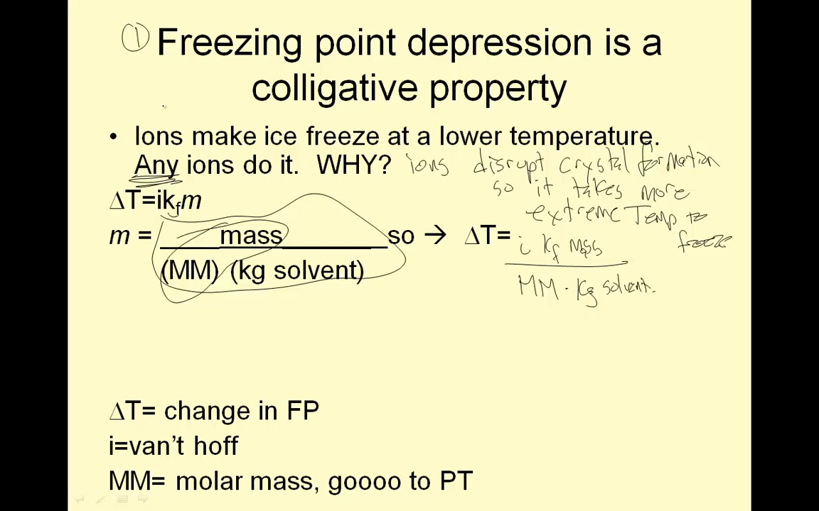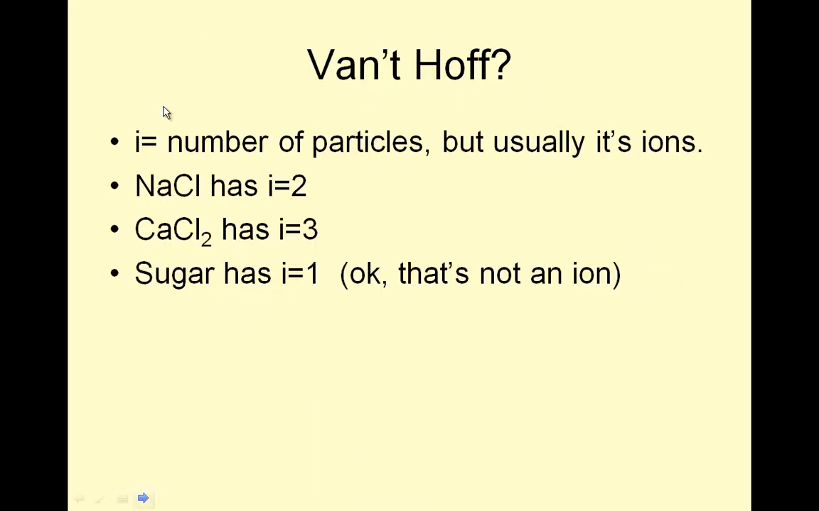Okay. Delta T is the change in the freezing point. I is the Van't Hoff factor, which is the number of particles, which is kind of like the number of ions. MM is molar mass, which is your go-to-the-periodic-table number. Okay. Van't Hoff I is the number of particles, but usually it's the ions.